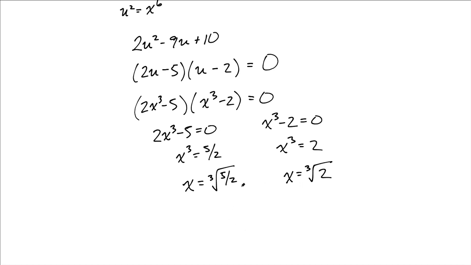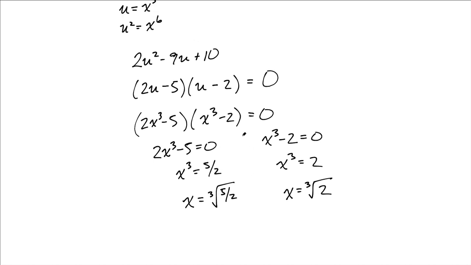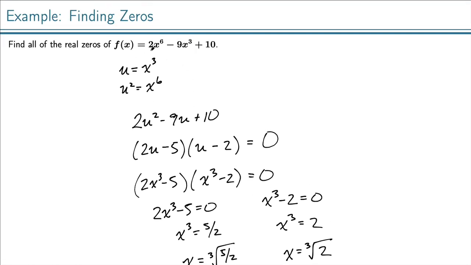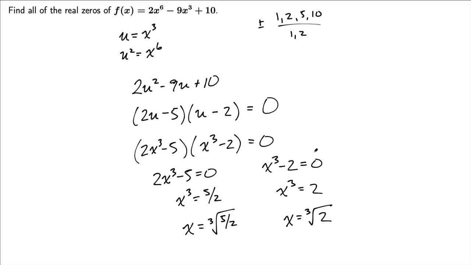Those are our only two zeros. Each of them has a multiplicity of 3. But these are not rational numbers. You know what that means? And you probably found this when you tried this. All of the rational combinations you came up with, plus or minus 1, 2, 5, and 10 divided by 1 and 2. That's a lot of them. There are 8 combinations here, and then plus or minus, that's 16 different numbers. If you went through and tried all of those, none of them worked.